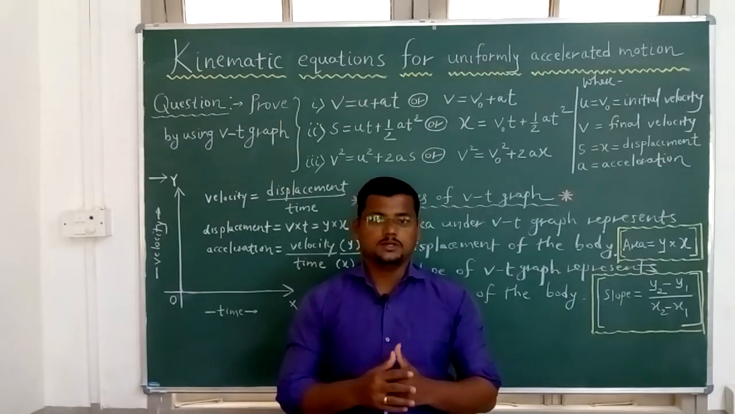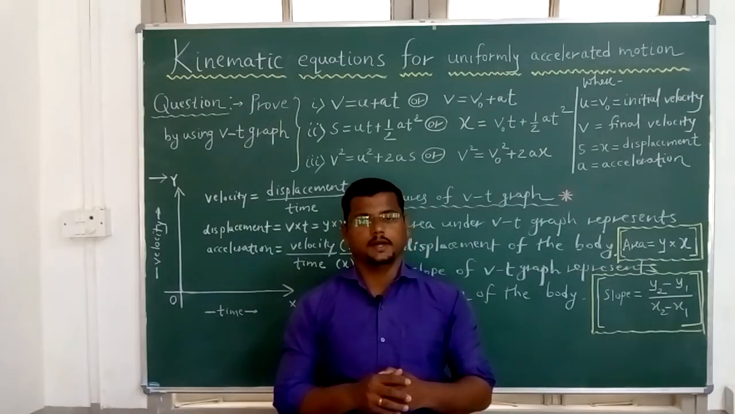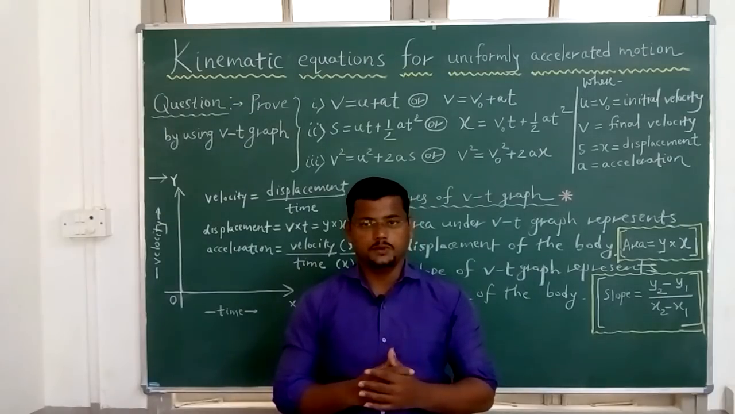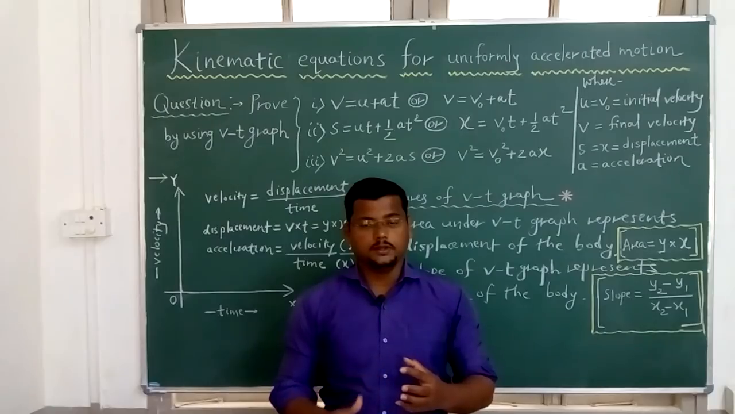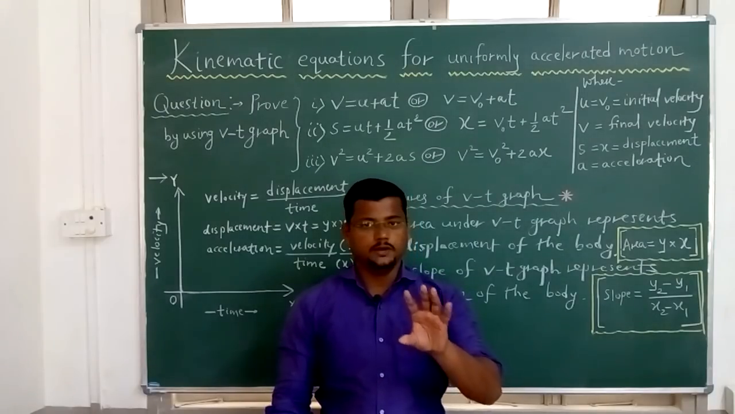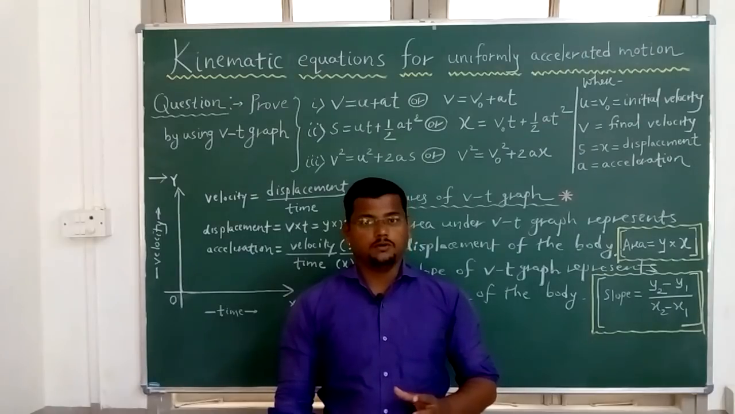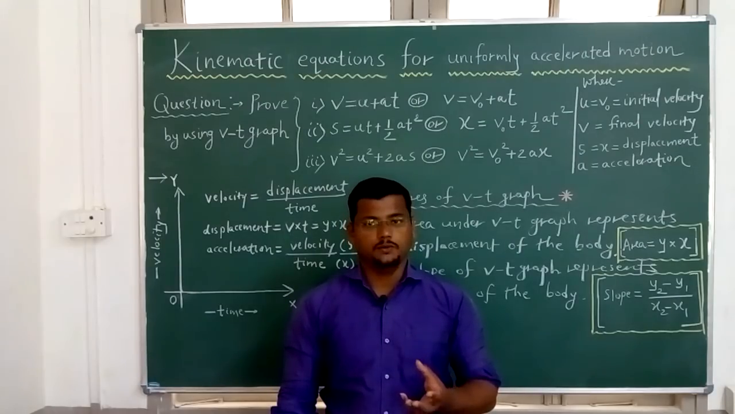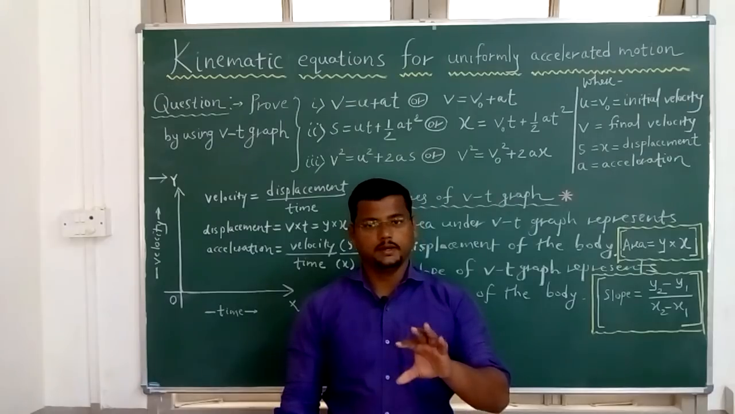How can we define velocity? Velocity can be defined as the rate of change of displacement. So whenever the displacement of the given body changes with respect to time, you will have velocity. What is the formula of velocity? Velocity is equal to the displacement divided by time.